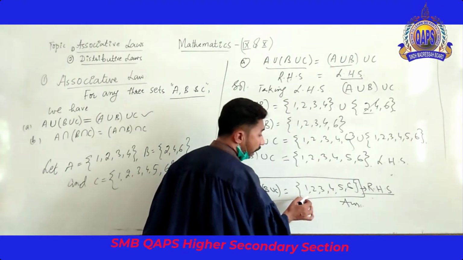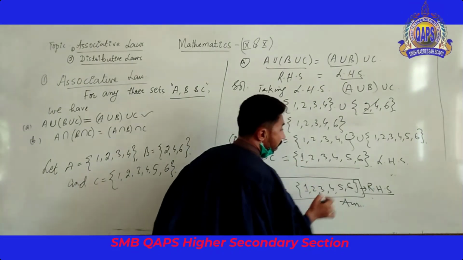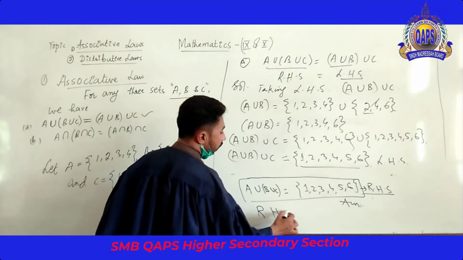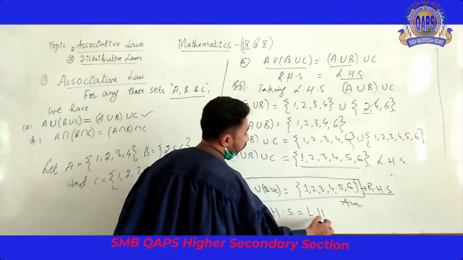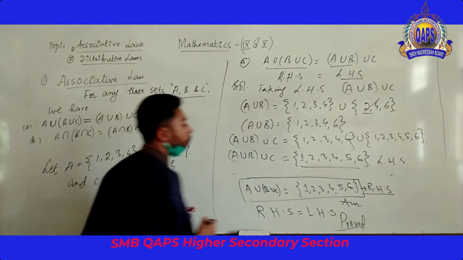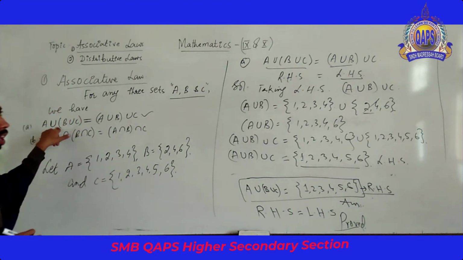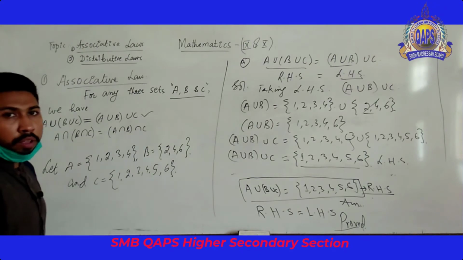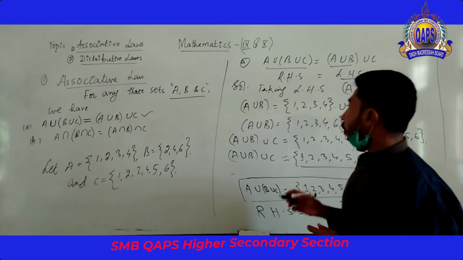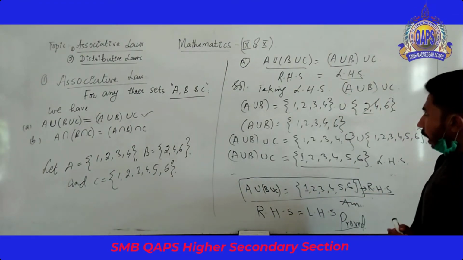So we are saying that this side is the left hand side and this one is the right hand side. The right hand side contains elements 1 to 6, and the left hand side also contains 1 to 6 elements. So we say that the right hand side is equal to the left hand side, so this will be proved. In this situation, the associative law of union is proved, because the left hand side is equal to the right hand side.